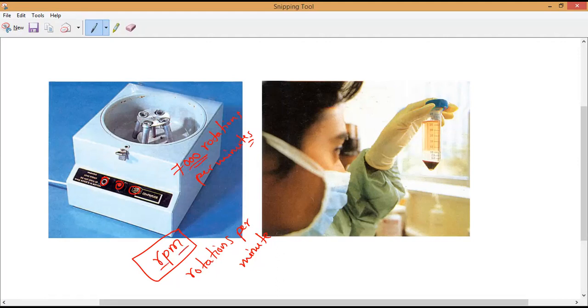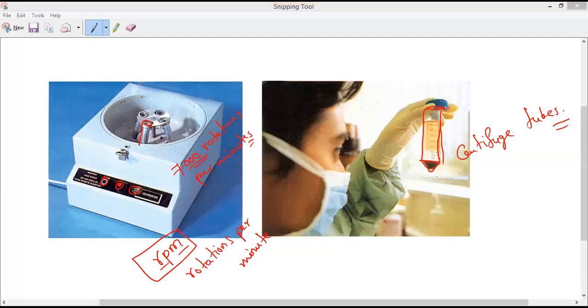Now this centrifuge will have tubes. The tube that the person is seeing here is called a centrifuge tube. What is the tube called? Centrifuge tubes, we can say. Now, suppose I want to test for drug percentage, as well as any kind of alcohol consumption, from the blood. You can see this is the centrifugation of blood.